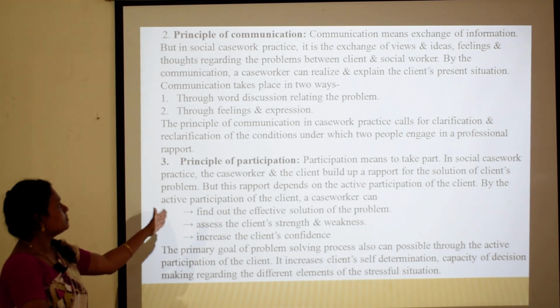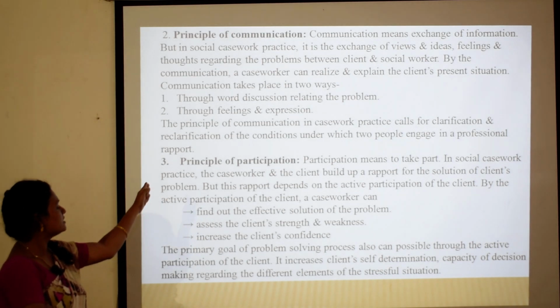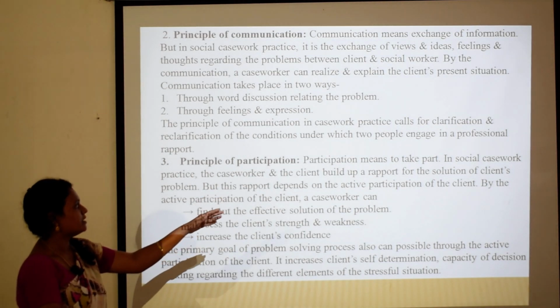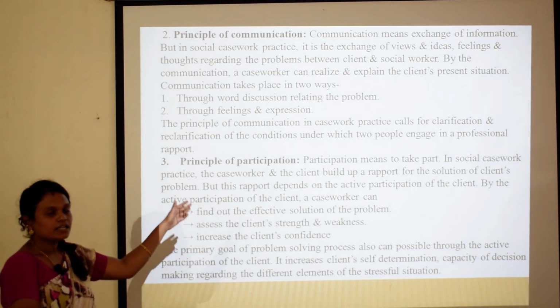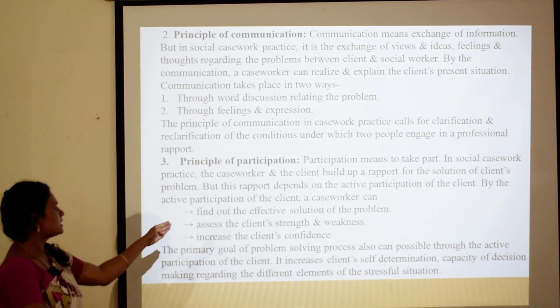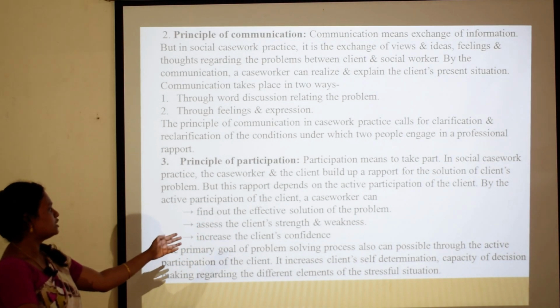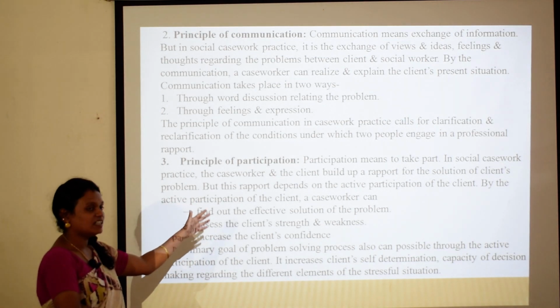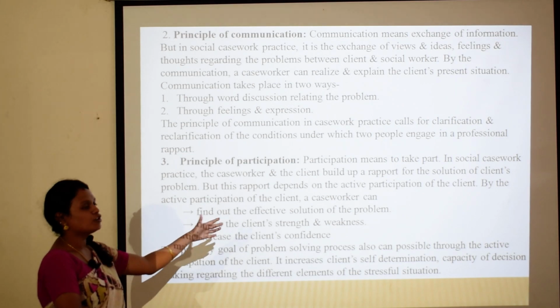Next we are going to see the principle of participation. Participation means to take part. It is to find an effective solution to the problem, assess the client's strengths and weaknesses, and increase the client's confidence. So we must participate with the client's problems, see the strengths and weaknesses of the client, and increase the client's confidence.